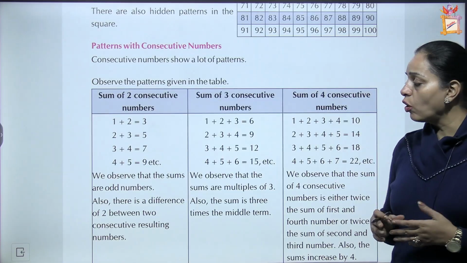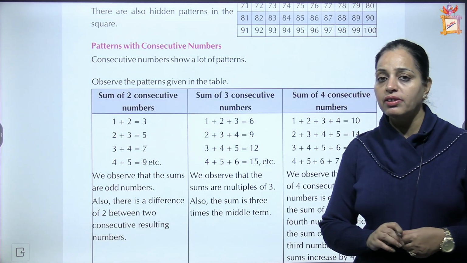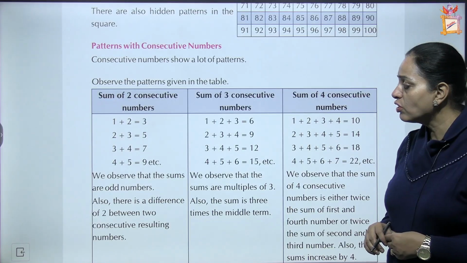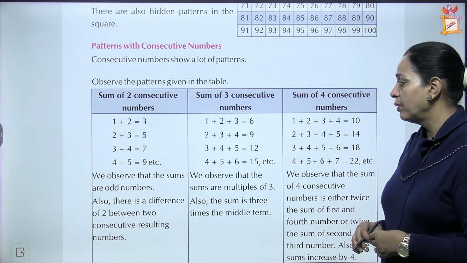So what are we observing? We observe that the sums are odd numbers. Also there is a difference of 2 between 2 consecutive resulting numbers.